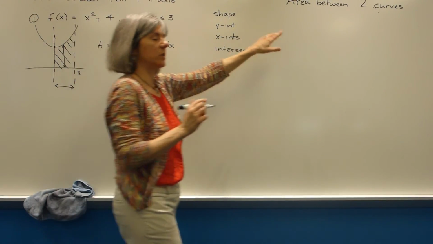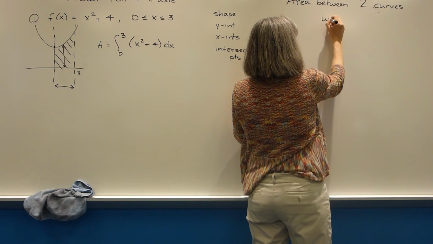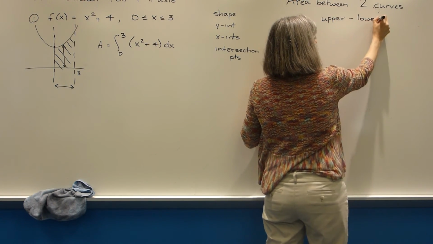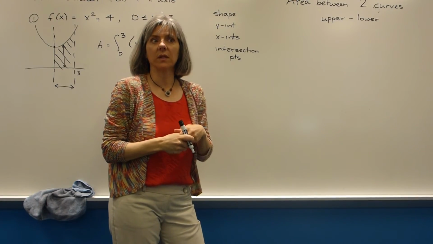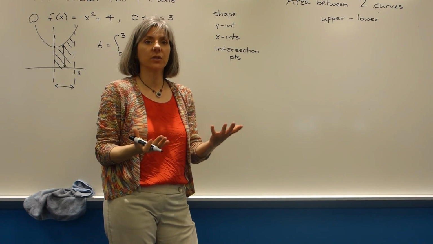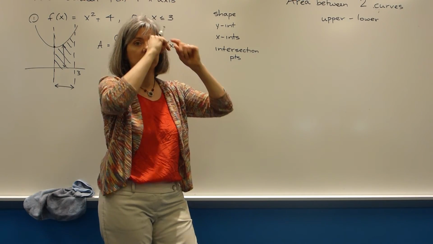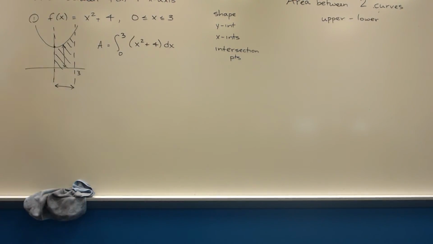Remember, for area between two curves, the way we're looking at doing this one is upper minus lower. How do you know which one's the upper and which one's the lower? You need to do a sketch. You need to know where they intersect, because that's where they're going to flip places. Maybe, probably, but not always.